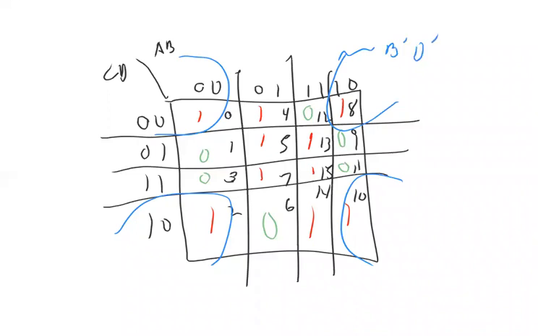And now, what else shall we loop? The 4 in the center. Yeah, let's do that. So we'll loop 5, 13, 7, and 15. And what do we call that loop? BD. You bet.